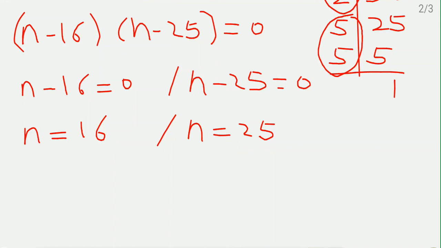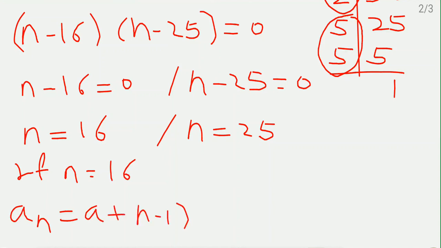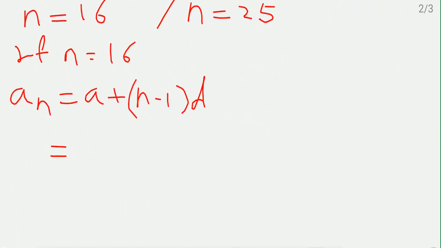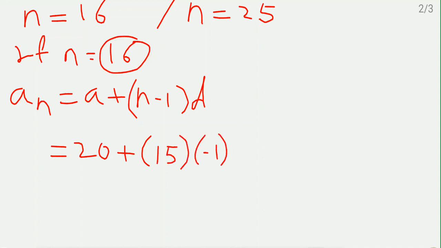So if n equals 16, then the last term formula: a n equals a plus n minus 1 into d. Okay. So here a we know, which is 20, plus n, n means 16. Okay. So 16 rows. So n minus 1 means 15, and d is minus 1. So we get here 20 minus 15, which comes as 5. And on the other side, here I'll just write.